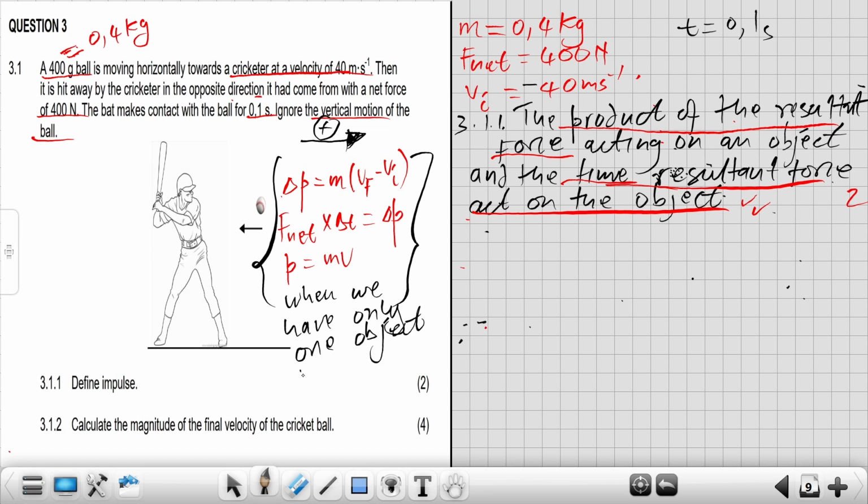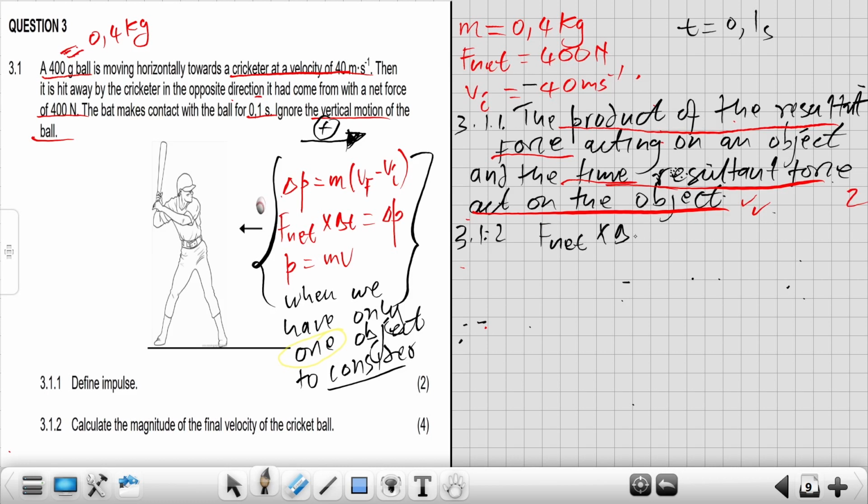One object to consider. So with us using these equations, definitely we need to have one object. So once we have one object, definitely these are the equations that will somehow assist us in getting towards the correct answer. Then we can go ahead and do our calculation. We made our choice of direction. We have our data.